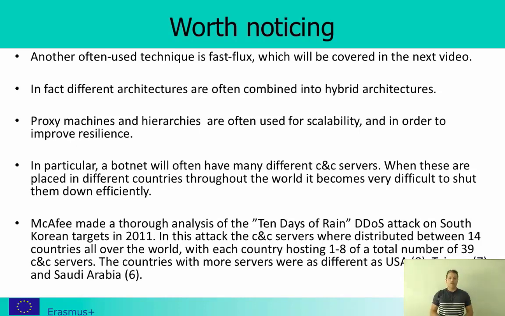One example that was described by McAfee was an attack called 10 Days of Rain, where they installed a botnet specifically for this purpose. Afterwards they realized where the servers were located, and they could see that the servers were located all over the world. There were 39 servers in total, distributed between USA, Taiwan, Saudi Arabia, and a lot of other countries. In total, these machines were spread out over 14 countries.